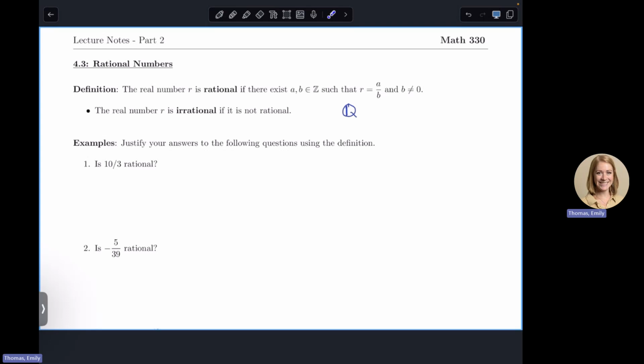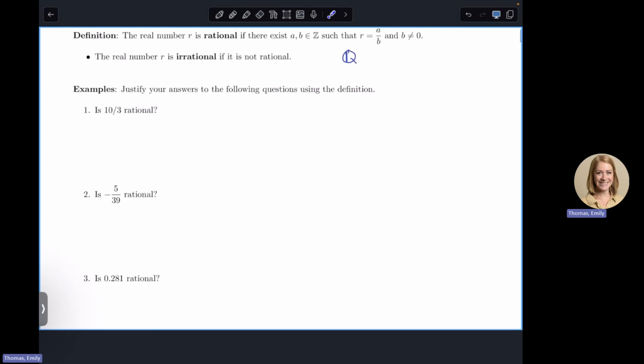Okay, so we're going to justify our answers to these questions. This is going to help us use the definition of rational, and then we'll start doing it in proof. So is 10 over 3 rational? Yes. Why? It's not an integer, but both are integers, right? This is rational because 10 and 3 are integers and that 3 does not equal 0.